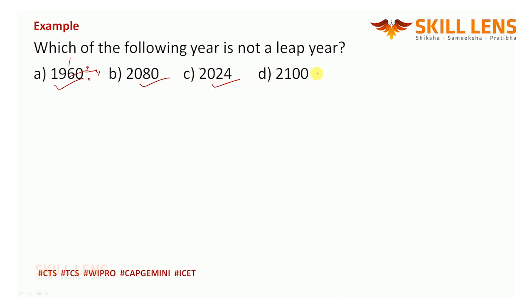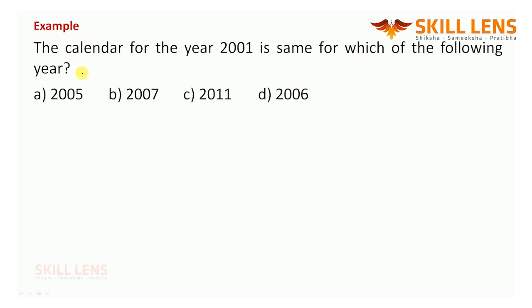But 2100 is a century year. You have to divide with 400, not with 4. Is 2100 a leap year? No, it's a non-leap year, because 2100 is not going to divide with 400. So it's not a leap year. Hope everybody understood this particular question. So the answer is Option D. Let's try to solve one more question.